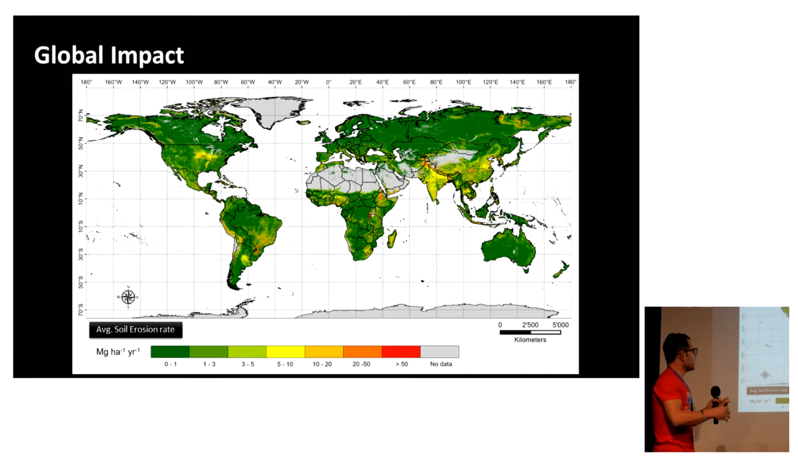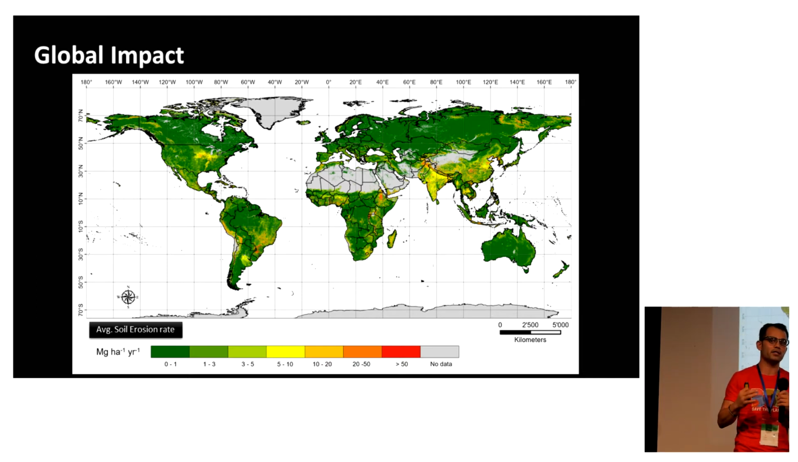If we look at this image at a global level, the green shows normal areas, while the yellow shows that almost half of the area is going to suffer from soil erosion at an average rate of 5 to 10 mega-hectares per year. And if we don't take steps now, within less than 40 years, half of the area will be soil degraded.